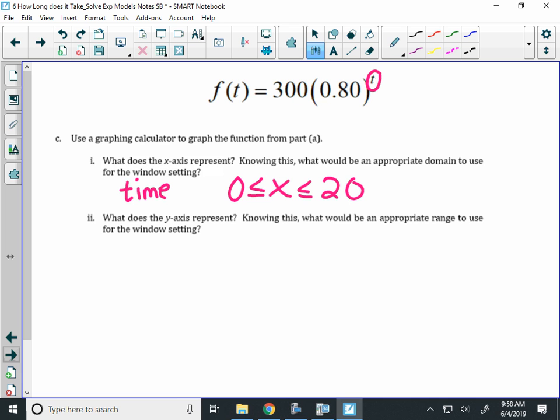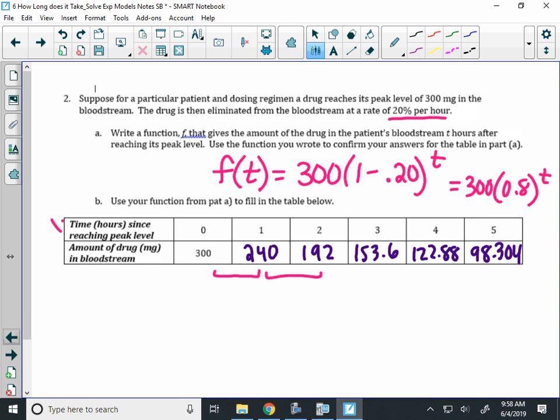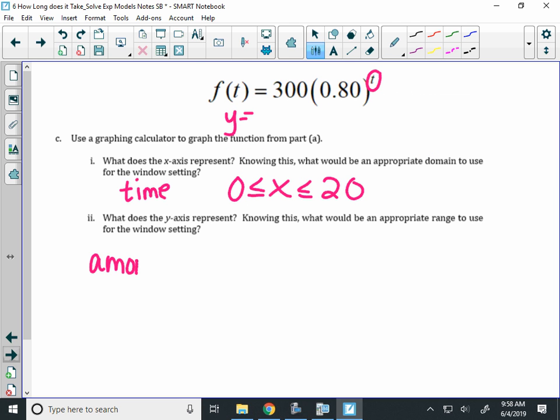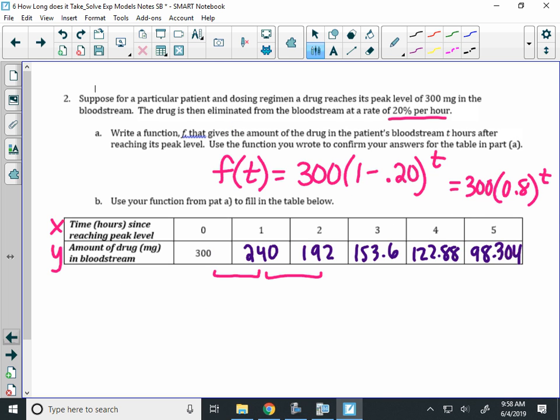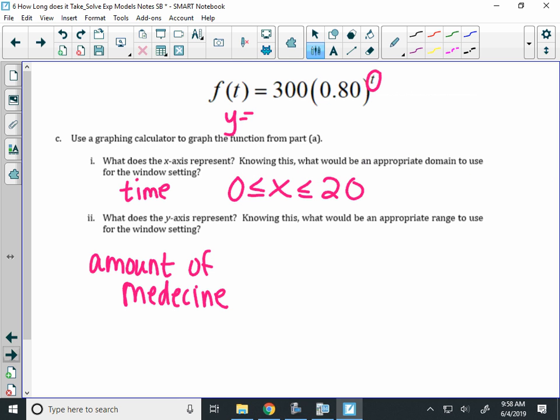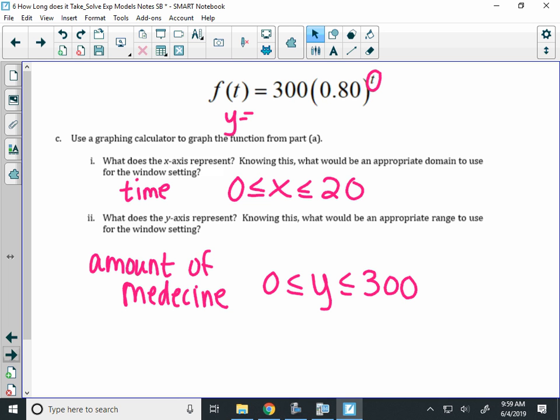What does the y-axis represent? Well, remember, this is y equals. And the y column of my table was telling me the amount of medicine in my blood. Now, if I started at 300, it's going down from there. So I really only need to make my table go from 0 to 300 because I can't be higher than 300. That's how much you started with. And I can't have a negative amount of medicine. So that's going to be my window setting.